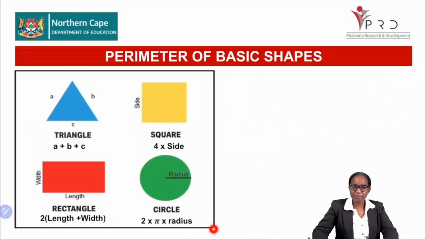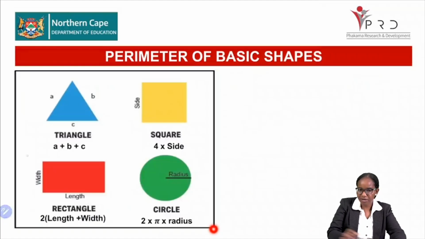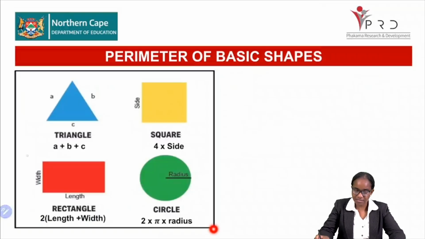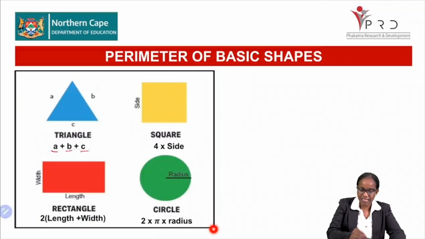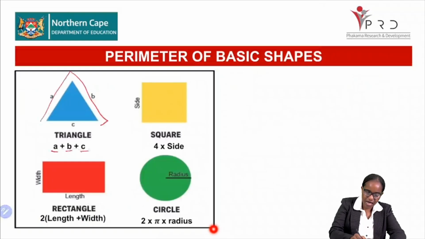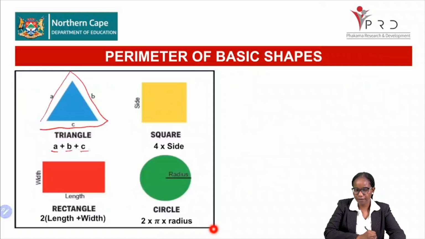Right, let's look at the perimeter. How do we calculate perimeter of basic shapes? We all know our basic shapes from early primary school years. We have the triangle. It has three sides. So what is the perimeter? The perimeter will be side A plus side B plus side C. This is the distance around the triangle.